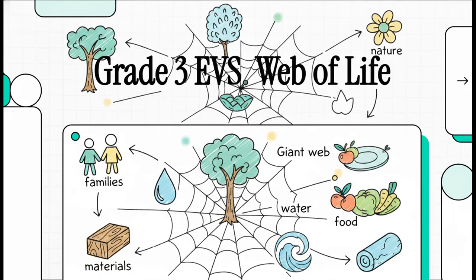Hey everyone, and welcome. I am absolutely thrilled to be your guide for today's explainer, where we're going to unpack the Grade 3 Environmental Studies curriculum, or EVS. We're going to uncover the beautiful, completely interconnected systems of our wondrous world. Think of this as a journey, right? We're exploring how literally everything around us is linked, from the people we love to the actual earth we stand on. We'll be looking at how families, nature, water, food, and the materials we use all weave together into this giant, incredible web of life.